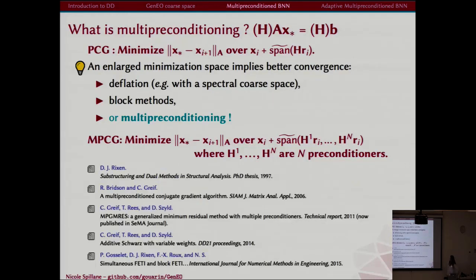Now here is the literature. As I said, this is the original MPCG paper.